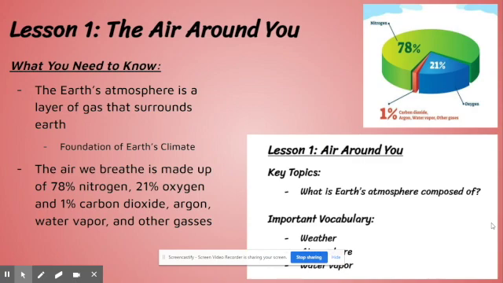The first thing you need to know is that Earth's atmosphere is a layer of gas that surrounds the Earth, and it's the foundation of Earth's climate. The other thing you need to know from this lesson is that the air we breathe is made up of 78% nitrogen, 21% oxygen, and 1% other gases, those other gases being carbon dioxide, argon, water vapor, and others. Out of everything on this slide, and this is important, make sure that you know the percentages of the composition of the atmosphere.